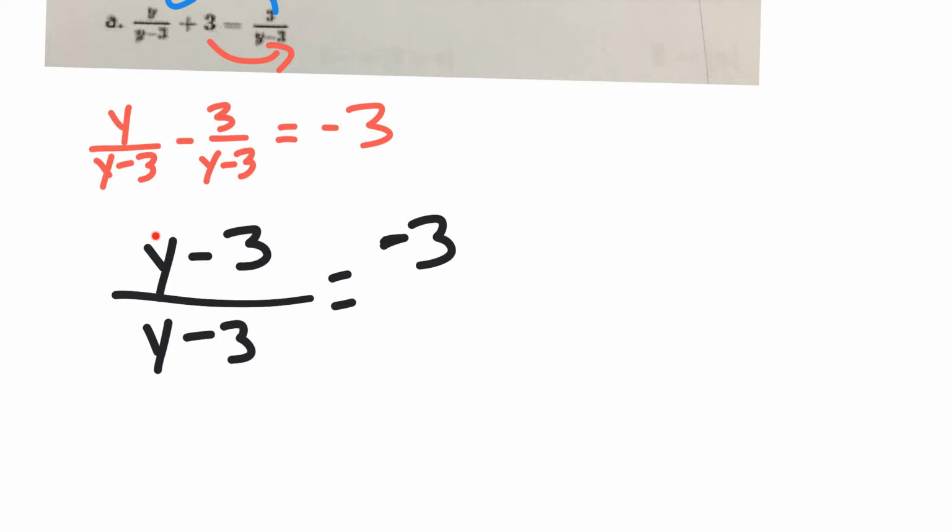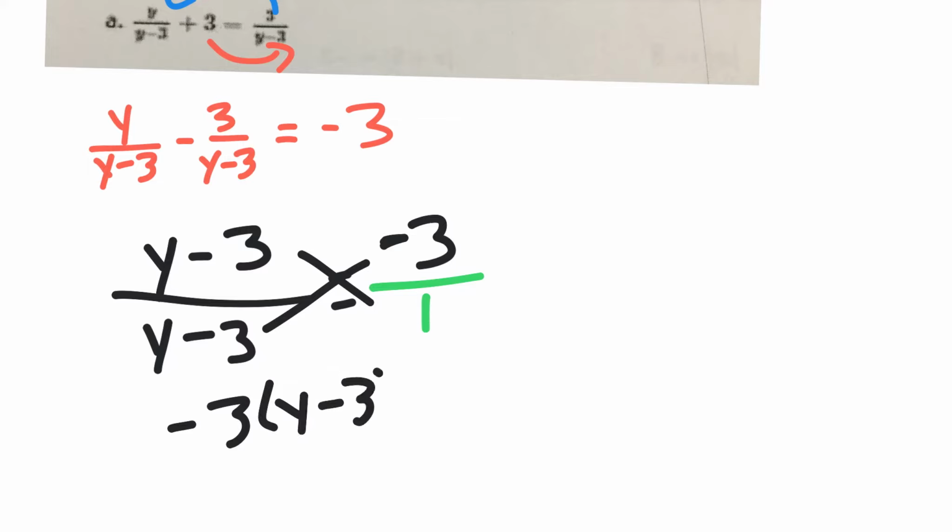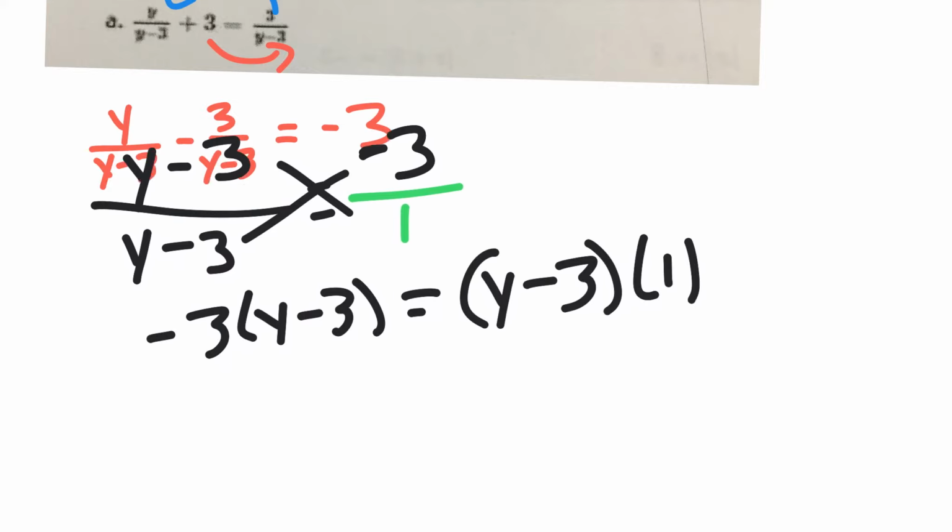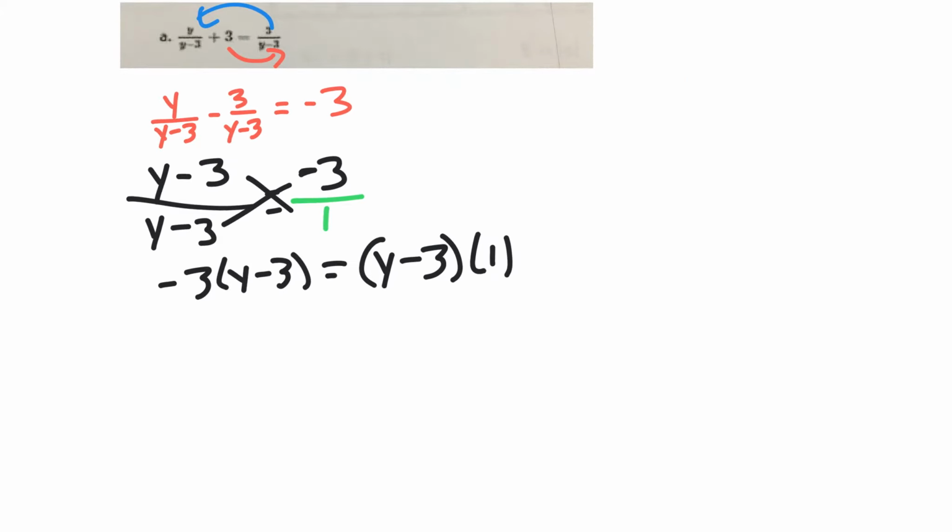Now I've got a fraction equal to negative 3, so I would put this over 1. Now I've got y minus 3 over y minus 3 equals negative 3 over 1. I cross multiply. So that's going to give me negative 3 times y minus 3 equals y minus 3 times 1. Now I distribute. That's going to give negative 3y plus 9 equals y minus 3.